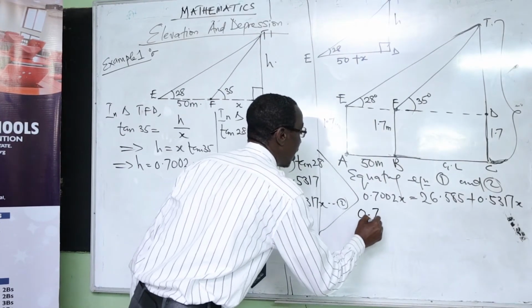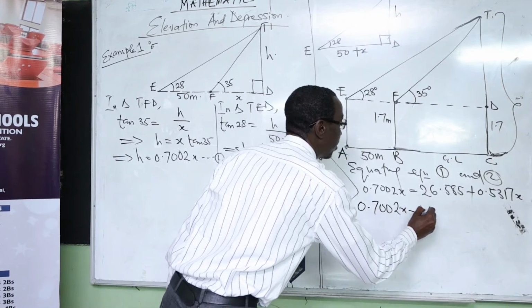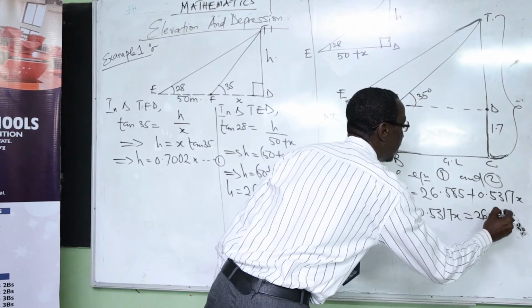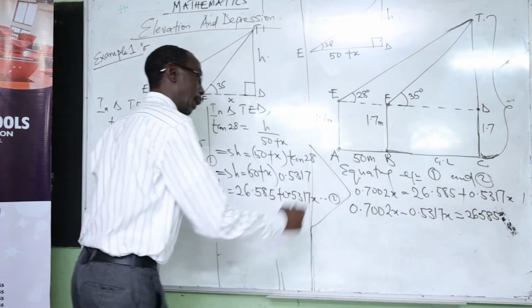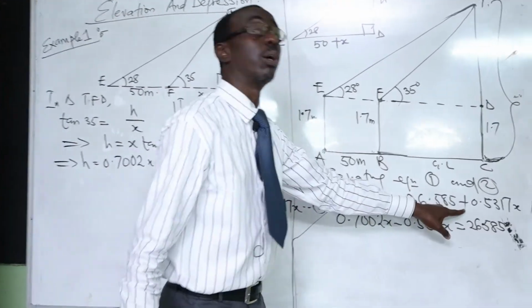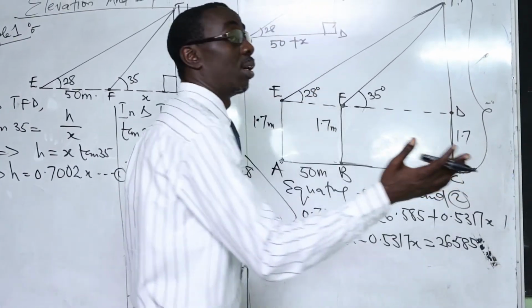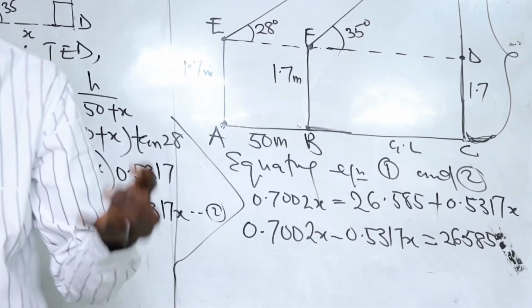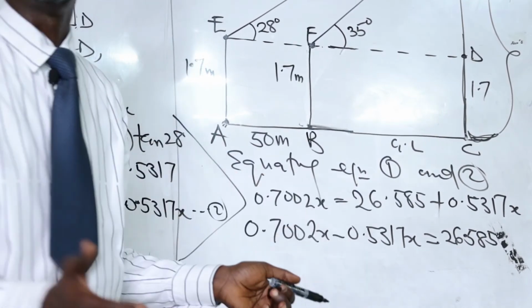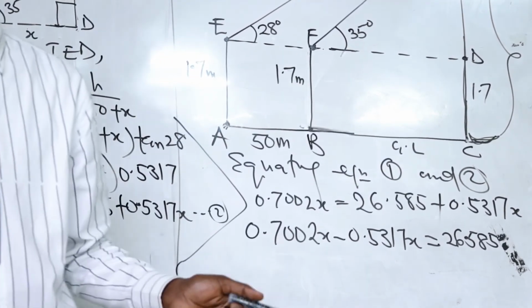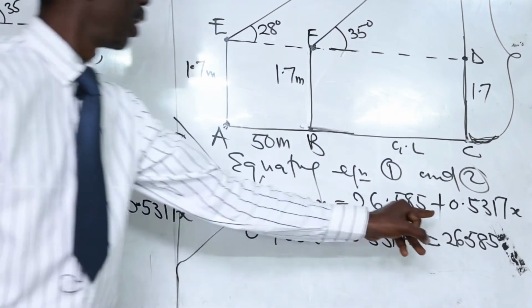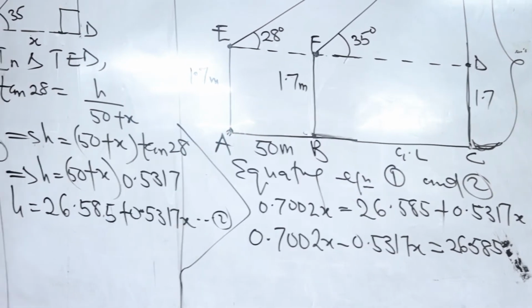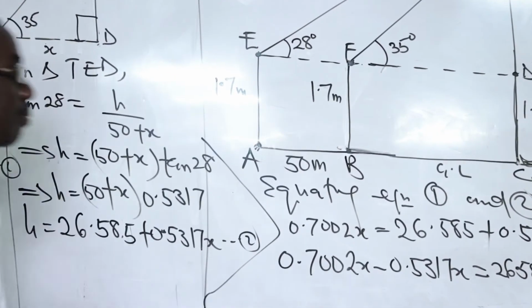Yes. You have 0.7002x minus 0.5317x should be equal to 26.585. Why did I say minus? You can see that this is plus. In normal linear equations, you have two sides, your left-hand side and your right-hand side. As you move any entity from one side to the other, what happens? The sign changes. It was plus before, so it's moving to my left-hand side, then the sign must change. Can you do the subtraction?